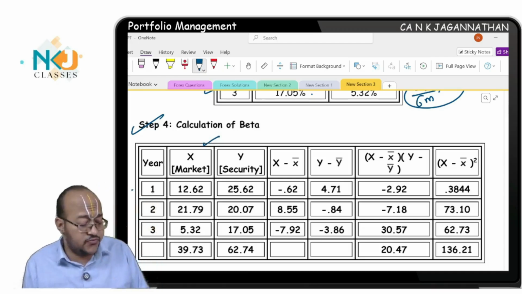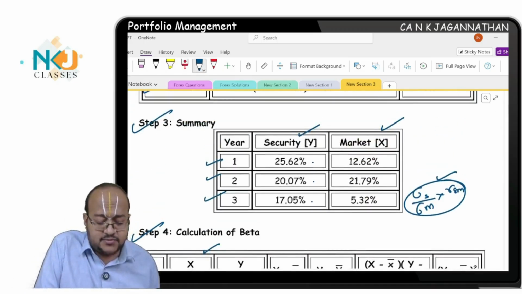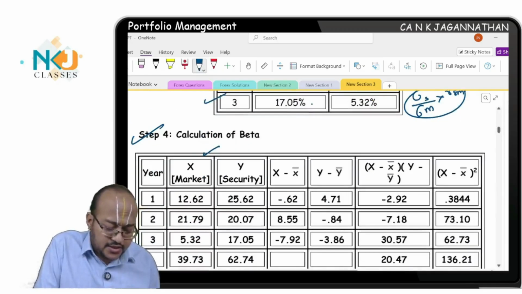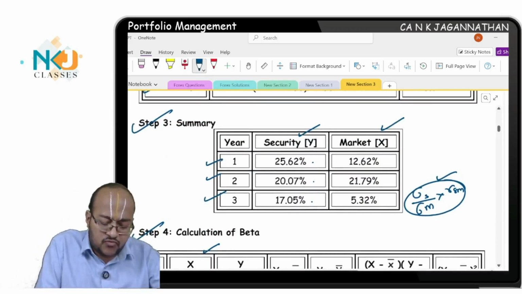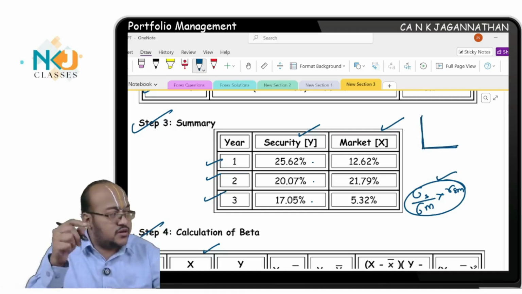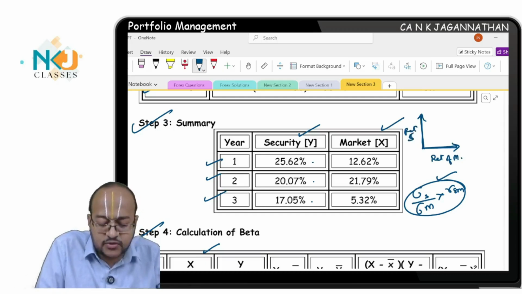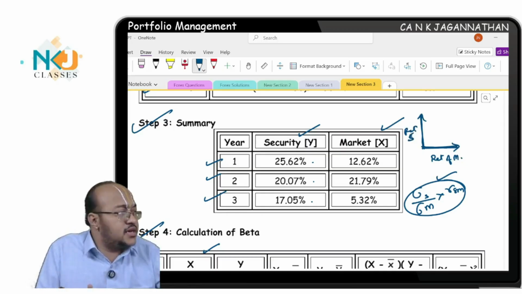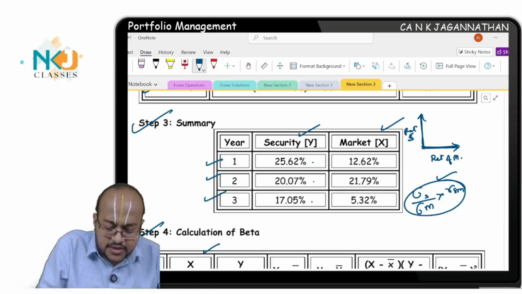Now you have to be very careful. Here, if you notice, I have put security as Y and market as X. Here X is market and Y is security. I use them interchangeably, but don't get confused. If you see the graph, I will revisit the graph later and explain. The X-axis is the return of the market, and this is the return of the security. How much the security return changes with regard to change in market return, correct? The return of the market is on the x-axis.